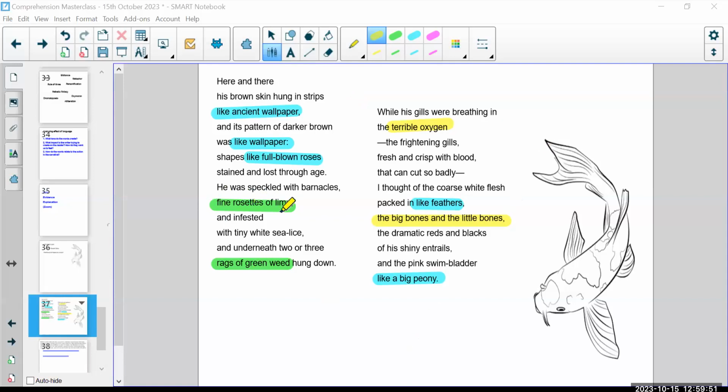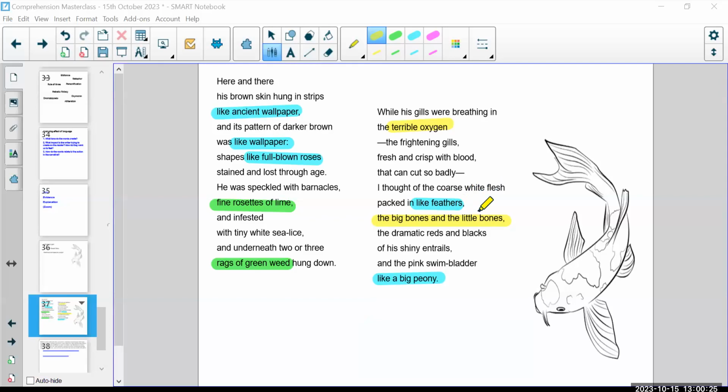So fine rosettes of lime. Now, lime is basically like a form of mold, right? It's like lime scale that you get around your tap, once the water is all gone chunky. But a rosette is a beautiful flower. So she's saying that even the ugliness, even the mold on the fish's skin looks like a beautiful flower. And even its flesh is described as being like feathers. That shows the intricacy and the detail of each aspect of this fish's appearance.